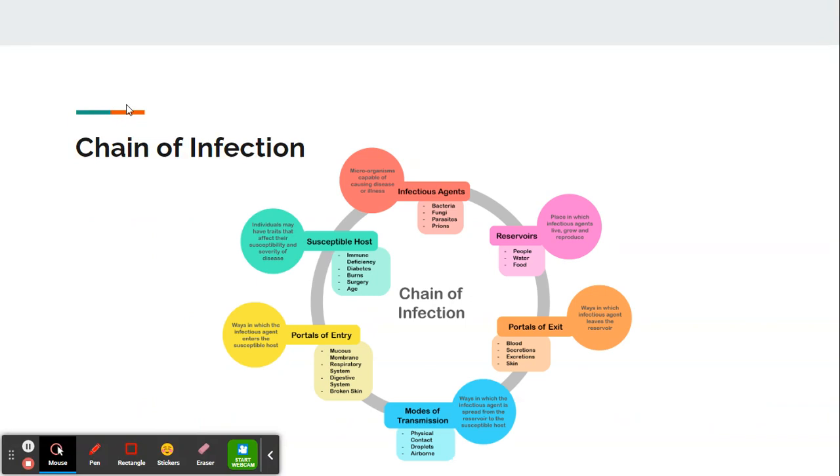Here we have just another example of the chain of infection. You can see some examples in the different areas. So infectious agents are things like bacteria, fungi, parasites, and prions. We didn't talk about those. Portal of exit, things like blood, secretions, excretions, and skin. So just some examples of things and the definitions of what falls under each of the different parts of our chain of infection.